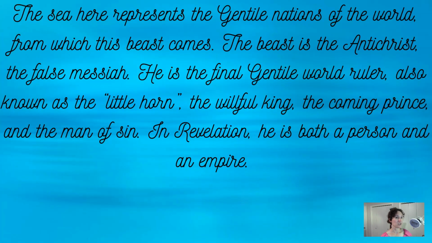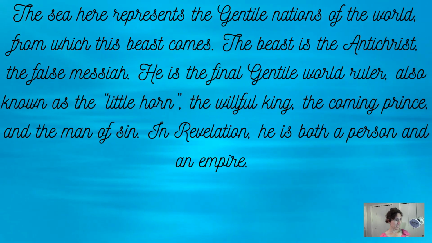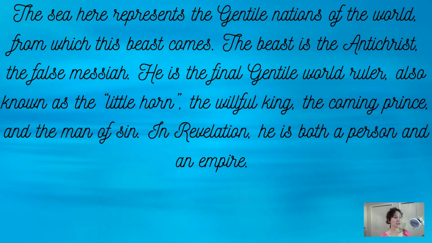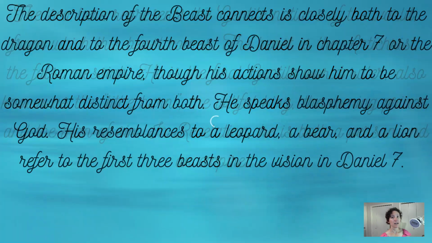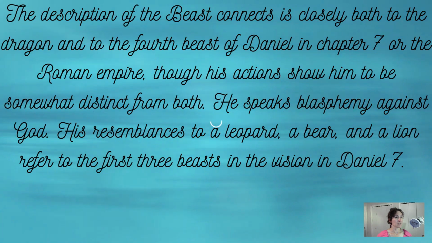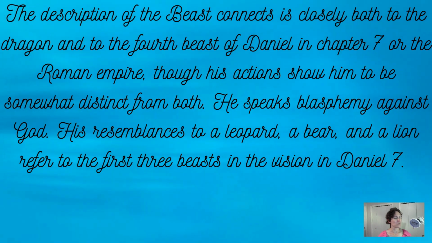The sea here represents the Gentile nations of the world, from which this beast comes. The beast is the Antichrist, the false Messiah. He is the final Gentile world ruler, also known as the little horn, the willful king, the coming prince, the man of sin. In Revelation, he is both a person and an empire. The description of the beast is closely tied both to the dragon and to the fourth beast of Daniel in chapter 7, or the Roman Empire, though his actions show him to be somewhat distinct from both.